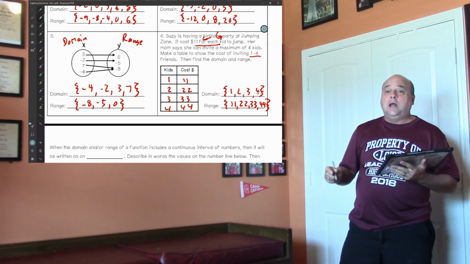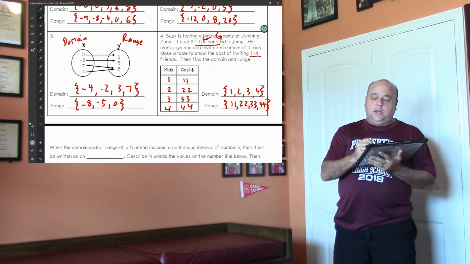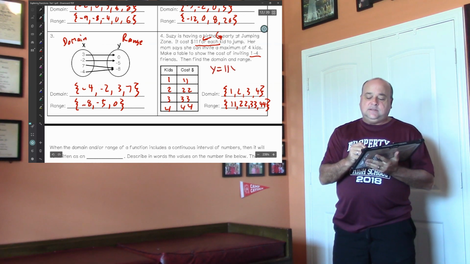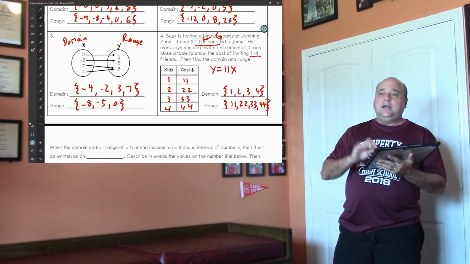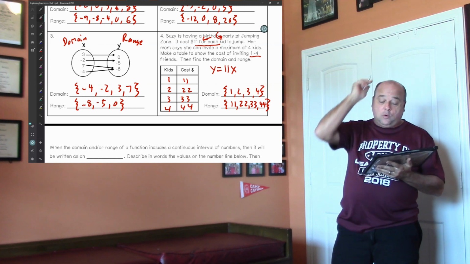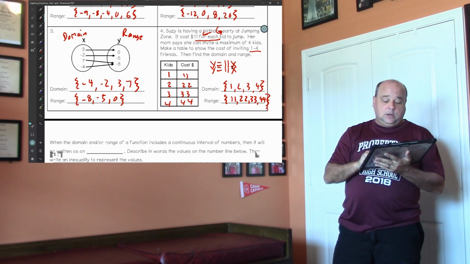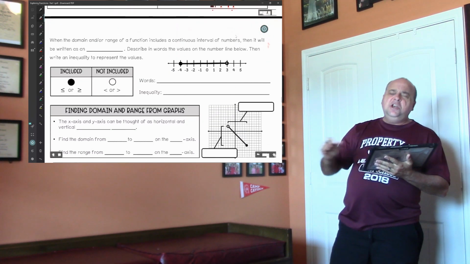Fun stuff. So on that problem, your function would be what? Y equals 11x. Okay, or f of x equals 11x. That would be your function there, right? And that we graph a line that goes to the origin. We'll learn about that later on. Let's go to the next page.